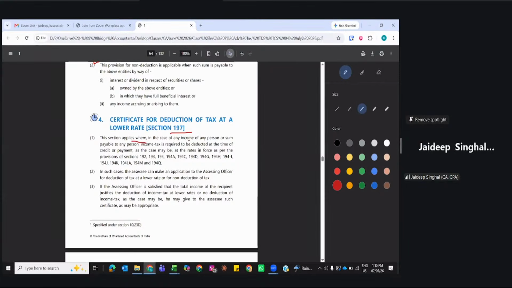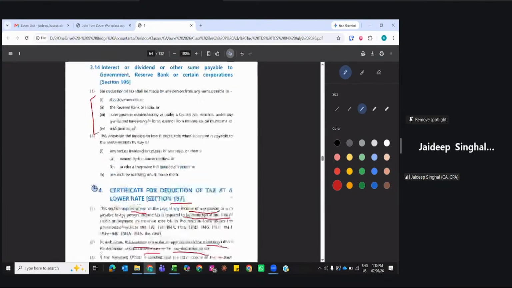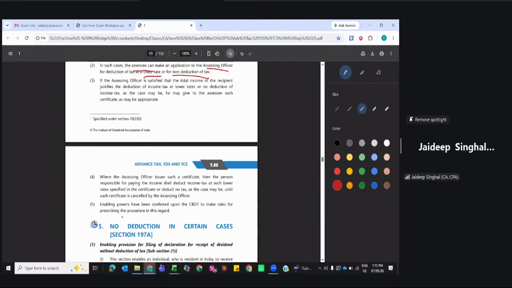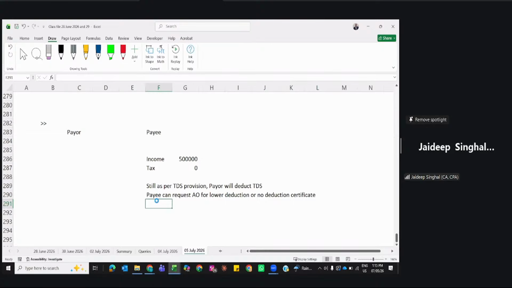So this section applies where income tax is required to be deducted, but the assessee can make an application to the assessing officer for a lower rate or no deduction of tax. If the assessing officer is satisfied that the total income of the recipient justifies deduction at lower rates or no deduction of income tax, as the case may be, he may give the assessee such certificate as may be appropriate. Clear? Next, where the assessing officer has issued such a certificate, the person responsible shall deduct tax at the lower rates. Let's suppose instead of 10% they write 5%, then the payer will deduct at 5% only.